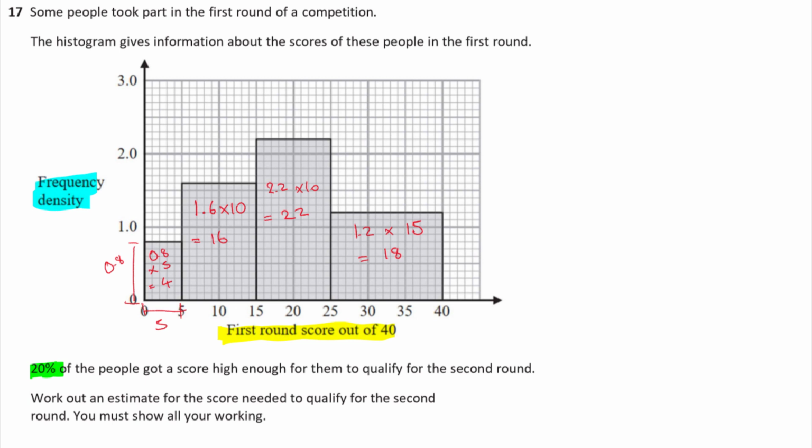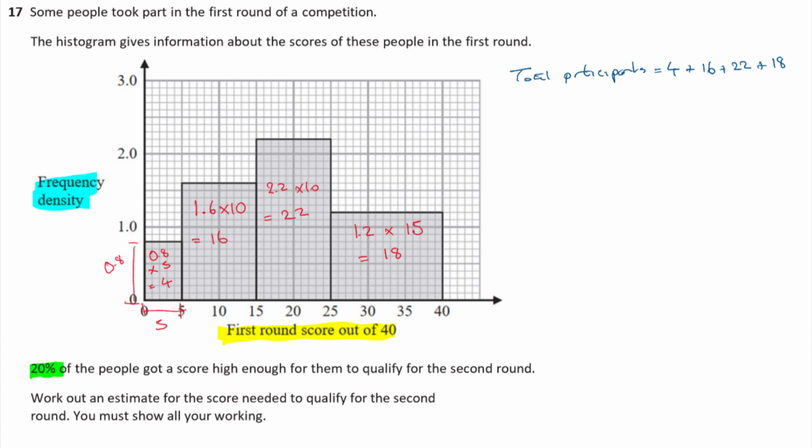Okay. So total participants is going to be all those numbers added together, isn't it? It's the 4 from the first bar plus the 16 from the second bar plus the 22 from the third bar and the 18 from the fourth bar.